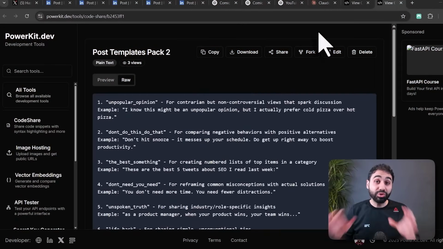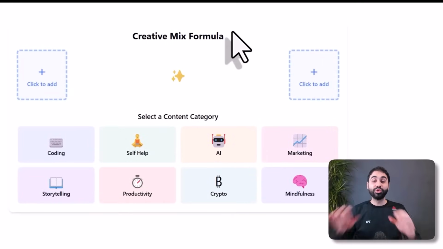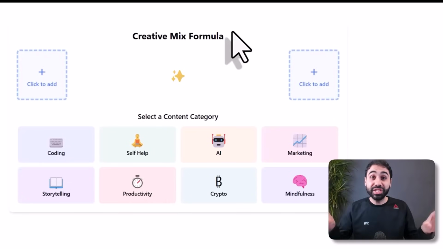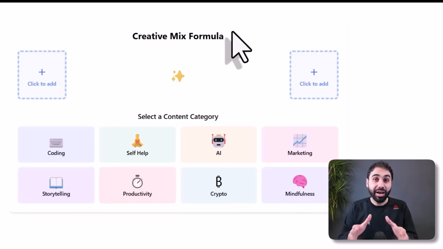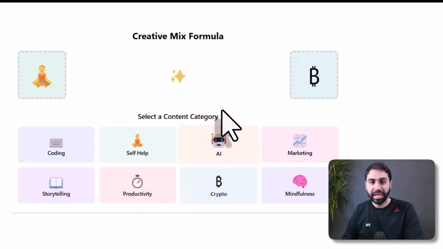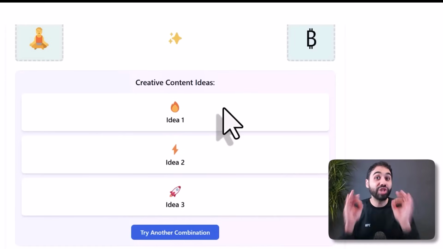Now it's time to unlock your creativity and show you how you can use the creative mix formula to generate unique new ideas by combining unrelated niches together, powered by AI. So for example, you mix self-help with crypto and you get new ideas. Let's see a real practical example, and I'm sure this will shock you.